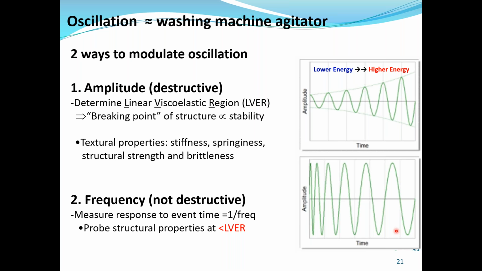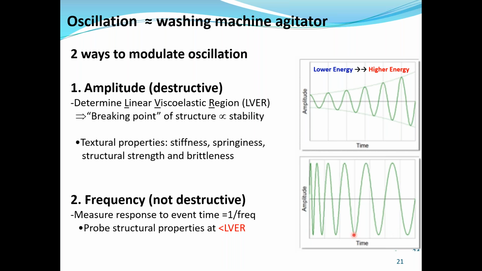Okay, we're going to switch gears here from rotational studies to oscillational studies. And this is kind of analogous to the agitator in a washing machine. There are two ways to modulate oscillation. One is through amplitude and the other frequency, very similar to AM and FM radio. AM is amplitude modulation, FM is frequency modulation.